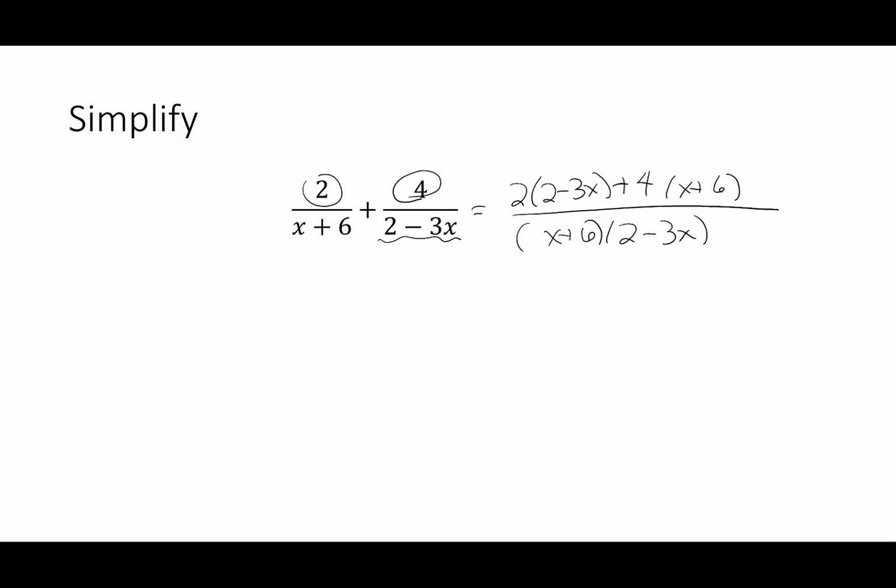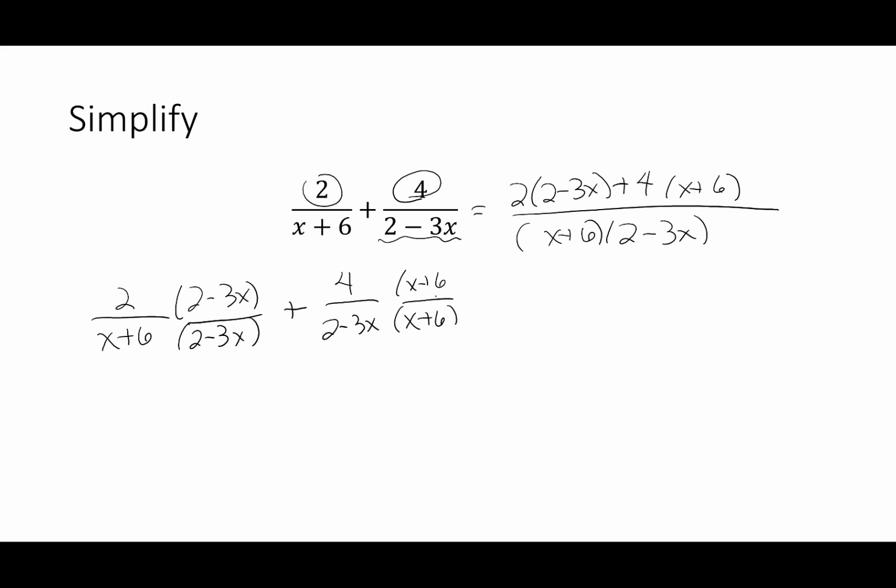So you can write it the long way where you write the 2 over x plus 6 and you say I'm going to multiply by 2 minus 3x over 2 minus 3x. And then you do the same thing with the 4 over 2 minus 3x. You say I'm going to multiply by x plus 6 over x plus 6. So you have to decide how many steps you want to do and how many steps you really need.